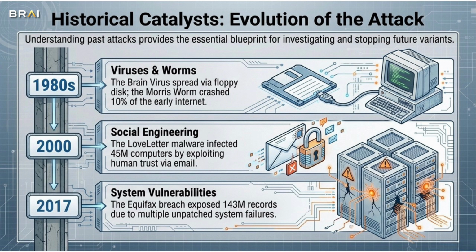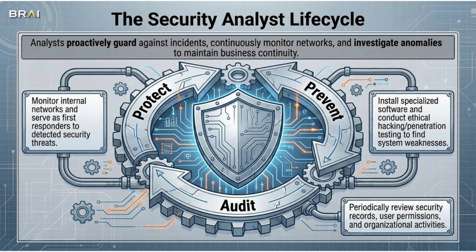Back in the 1980s, we saw early viruses and worms. The Brain virus spread via floppy disk, while the Morris worm crashed roughly 10% of the early internet. By the 2000s, social engineering took off. The Love Letter malware infected 45 million computers by directly exploiting human trust via email. And in 2017, unpatched system vulnerabilities led to the massive Equifax breach, exposing 143 million customer records. As security analysts, we guard against incidents by continuously monitoring networks and investigating anomalies to maintain business continuity.